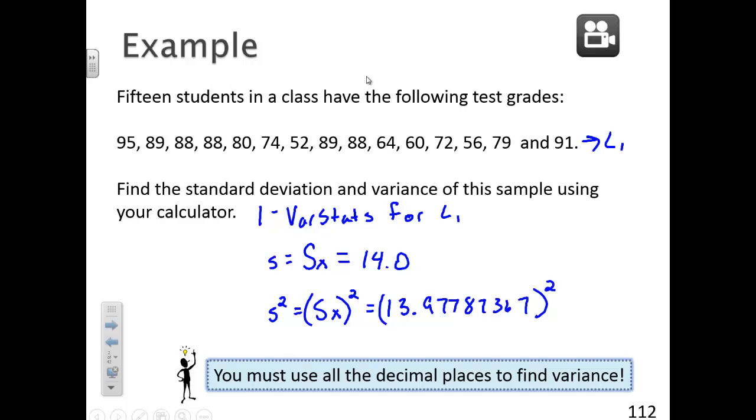So 13.97787367. Every digit that you can see on your screen, make sure you use it and square that whole value to find the variance. So our variance, when rounded to one decimal place, because we're still using that rounding rule, will be 195.4. So remember, S was our sample standard deviation, and then S squared is sample variance.